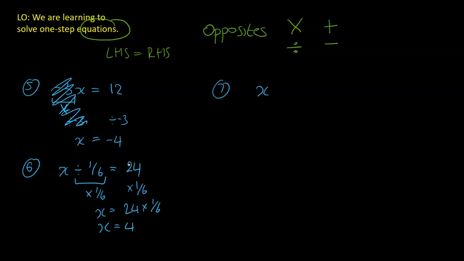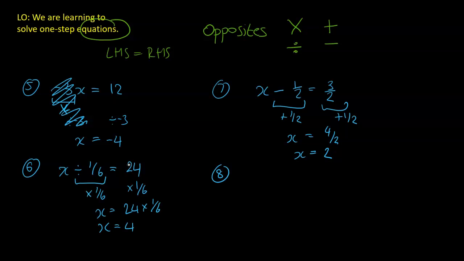So let's say we've got x minus 1/2 gets us to, let's say, 3/2. Again, we've got fractions, but the same thing happens. That's minus 1/2. So to get rid of that, we're going to go plus 1/2. And then we're going to go plus 1/2 here as well. So x would be equal to 4/2, which means x is equal to 2. So same thing. And the final one we're going to look at, question number 8.